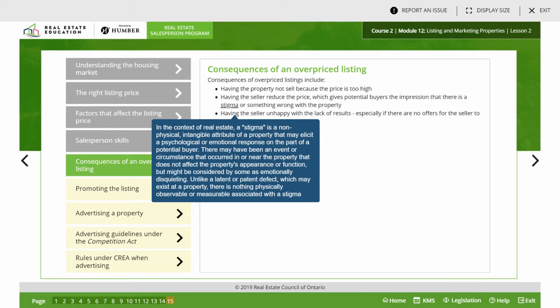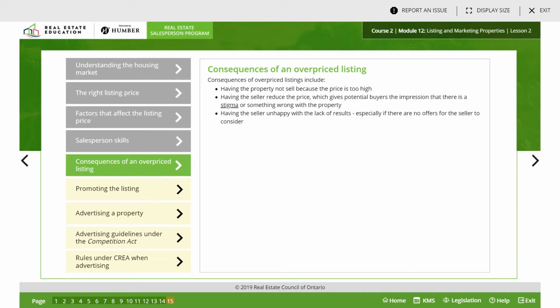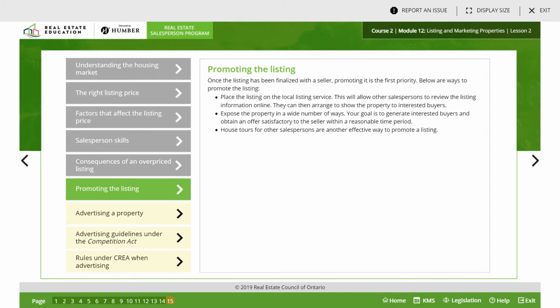There may have been an event or circumstance that occurred in or near the property that does not affect the property's appearance or function, but might be considered by some as emotionally disquieting. So, promoting the listing.